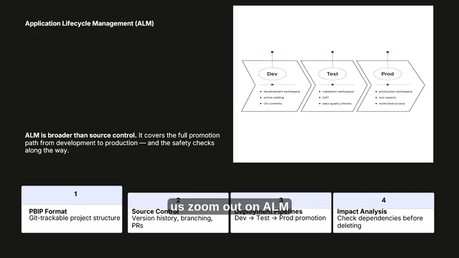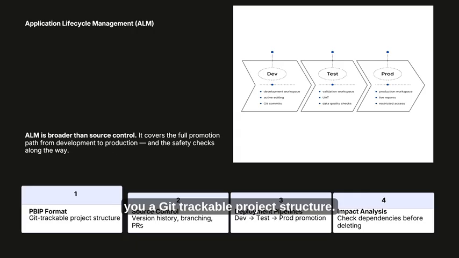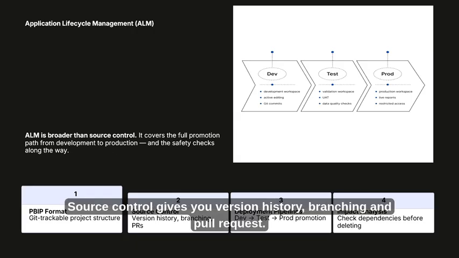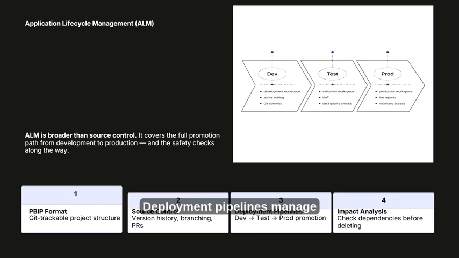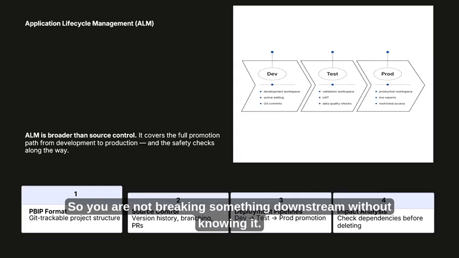Let us zoom out on ALM because it is bigger than most people expect. It is the full promotion path from development to production plus every safety check along the way. 4 pieces to know. The PBIP format gives you a Git trackable project structure. Source control gives you version history, branching, and pull requests. Deployment pipelines manage your development to test to production promotion. And impact analysis lets you check dependencies before you delete or change anything, so you are not breaking something downstream without knowing it.